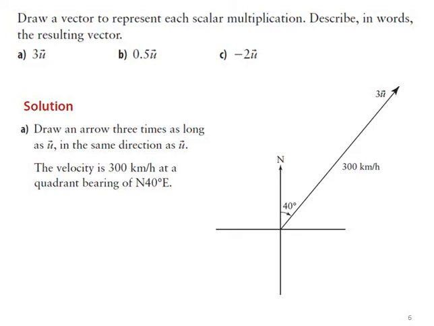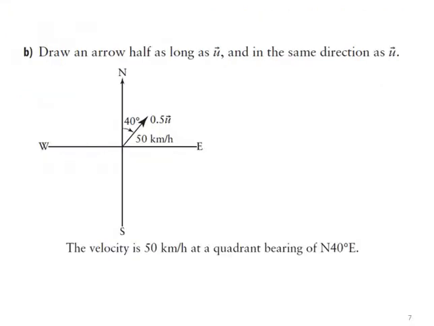Now let's see what is going to happen to 0.5 times u. Since 0.5 is positive, it's going to be exactly in the same direction, but it's going to be shorter. The magnitude is going to be half, but in the same direction. So the velocity this time is going to be 100 divided by 2, which is 50 kilometers per hour at a quadrant bearing of north 40 east.